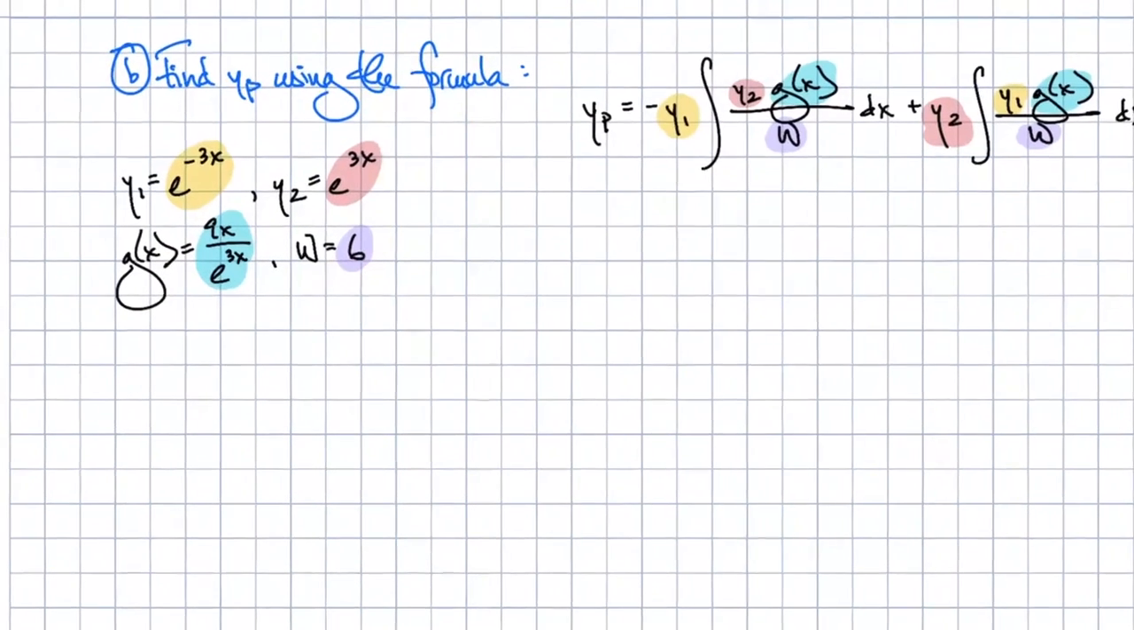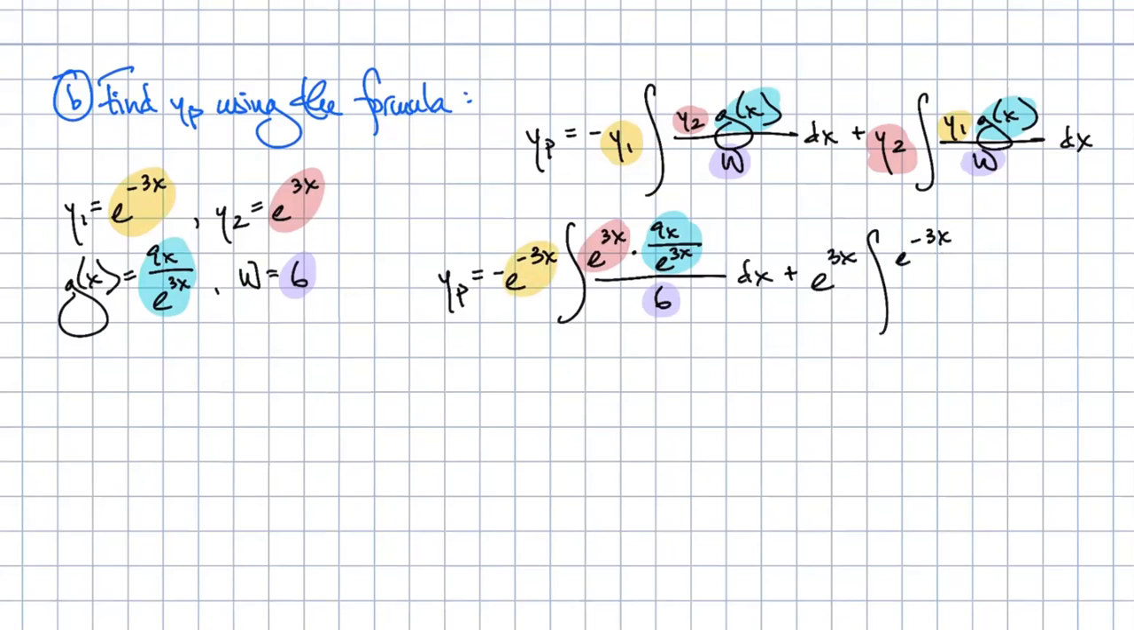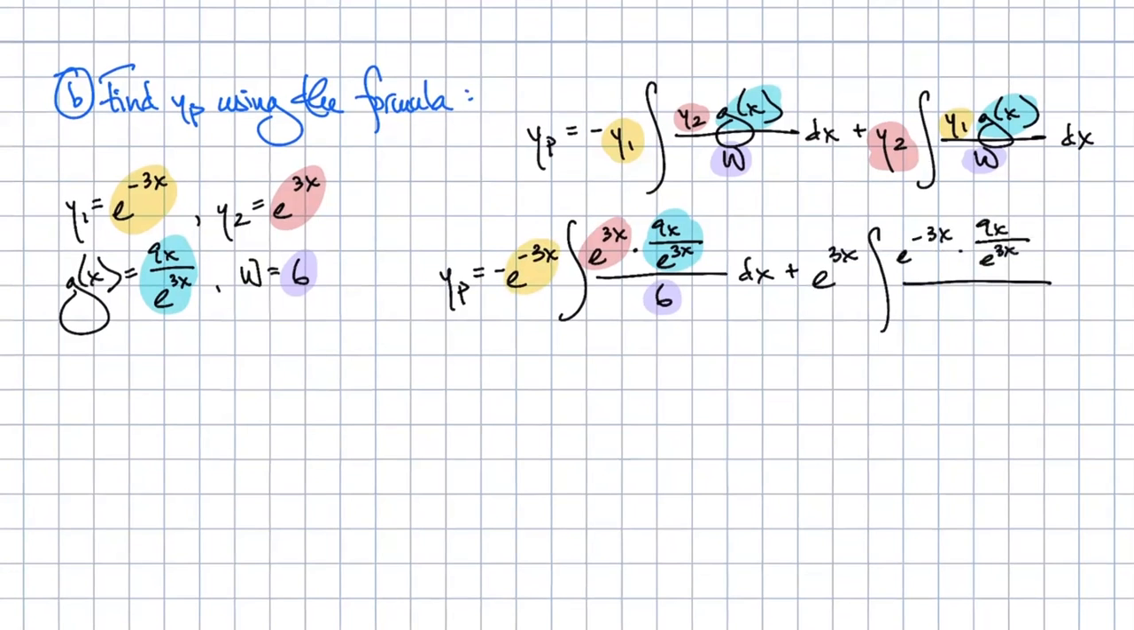So let's take our time with this and make sure that we plug in everything where we need it to. So we have y sub p equals negative e to the negative 3x. So negative yellow, integral of e to the 3x times 9x over e to the 3x, all over 6, right? So this is my g, this is my w, this is my y sub 2, and this, without the minus sign, is my y sub 1. Right, so everything matches the colors that I had set forth before, or however you want to notate that, plus y sub 2 is the red one, the integral of the yellow one times the blue one, all over the Wronskian.